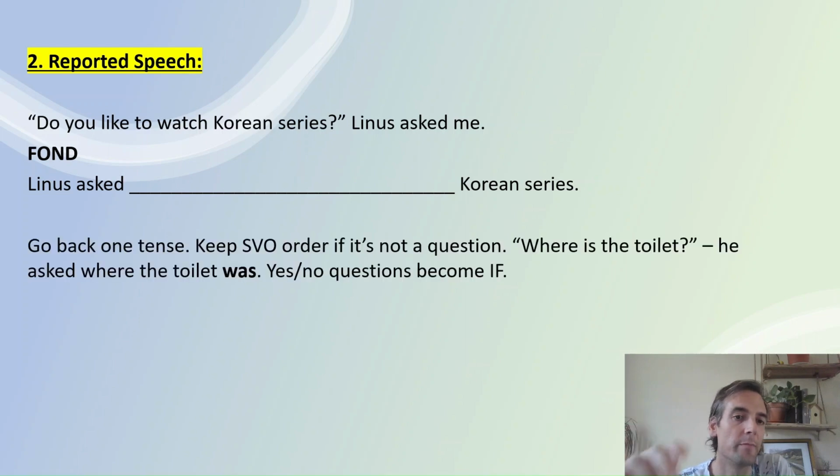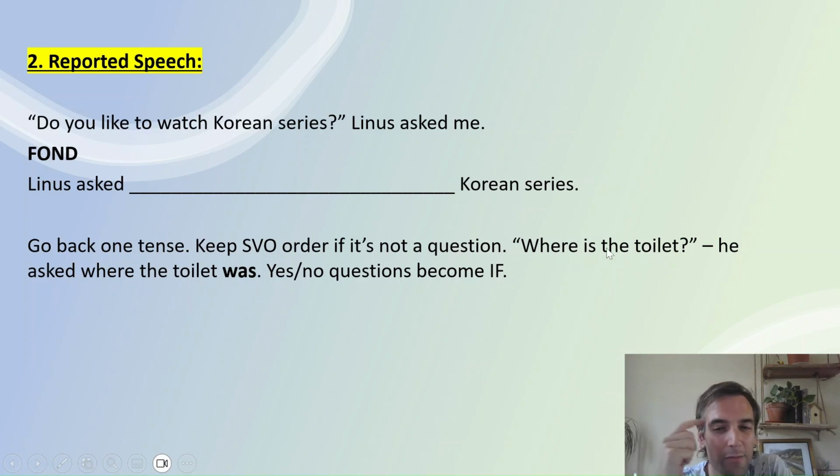Well, we know it's reported speech, so we have to go back 1 tense. So like, this is present tense. We need to go to past simple. So we're going to be in the past simple. Then the subject, verb, object, we don't need to worry about too much because this is a yes-no question. So it becomes if, but do be careful because that subject, verb, object does come up quite a lot.